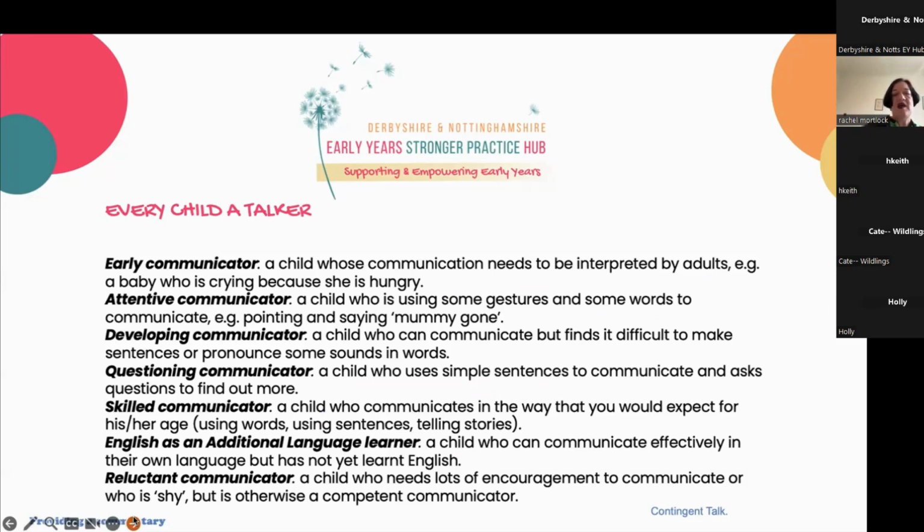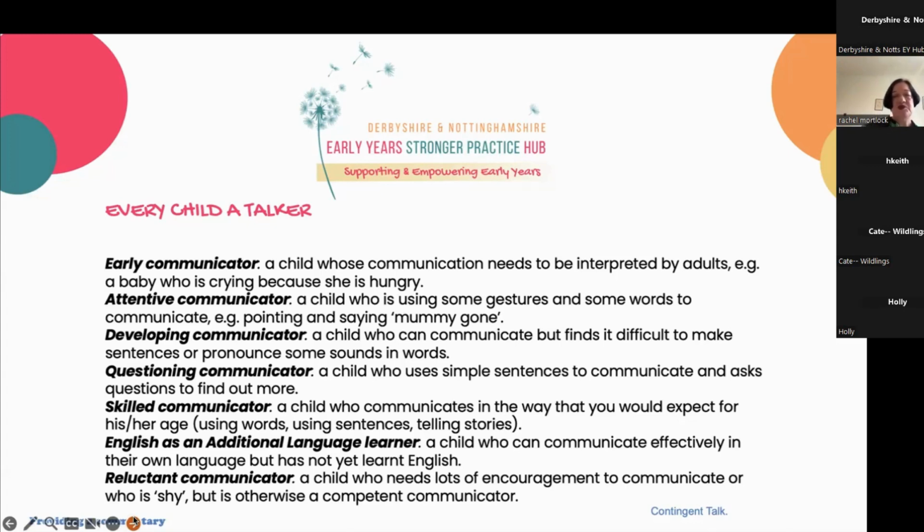If we're thinking about early communication, that's children whose communication needs to be interpreted by adults, like a baby crying. And then we start to see, and we're definitely going to see this in some of the videos we look at, because we're looking across a whole range, children using gestures and some words, and often that relates very much to their own experience and themselves at that point.